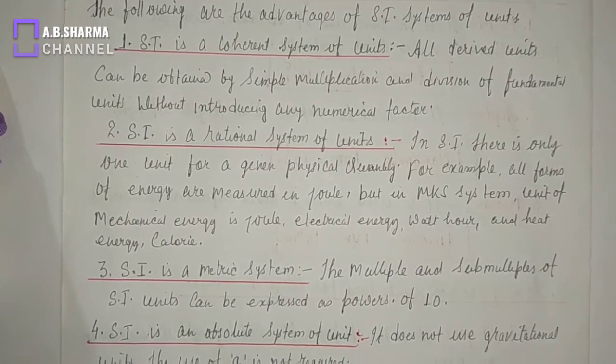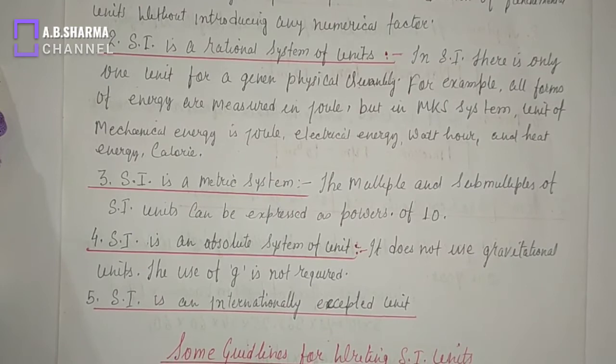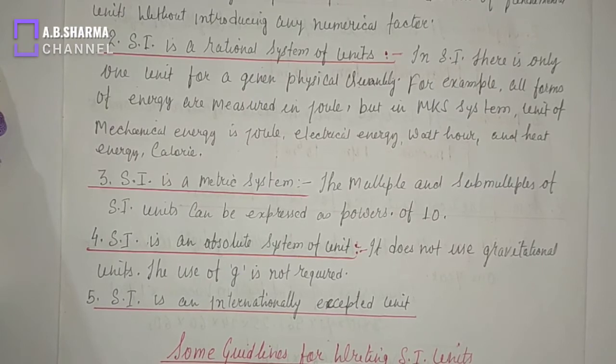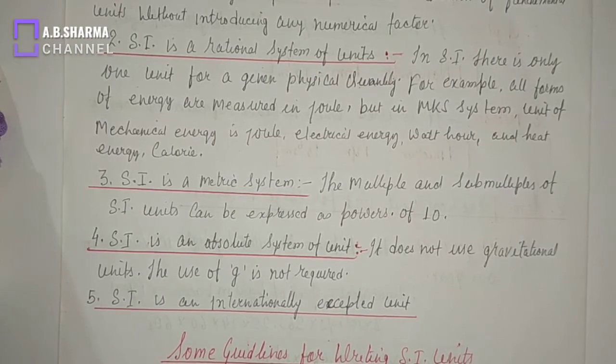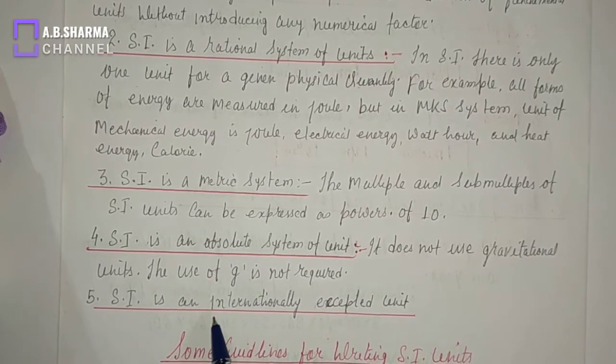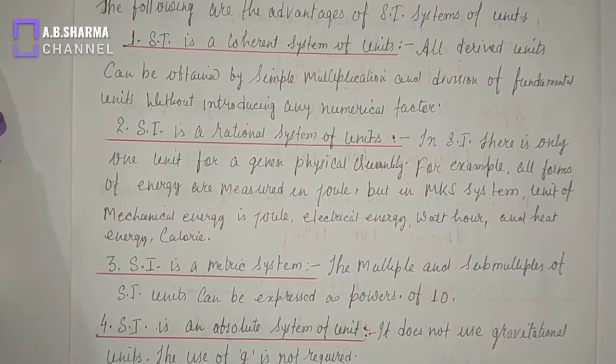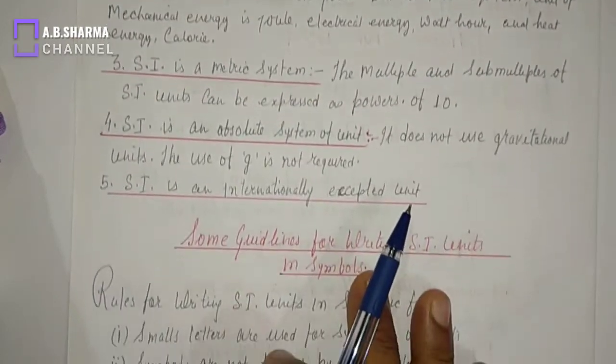The SI system is a metric system, which means the multiples and sub-multiples of the units can be expressed as powers of 10. The SI system is an absolute system of unit, which means it does not use gravitational units. The use of g is not required. And the most important is that the SI system is an internationally accepted unit. So these are the advantages of the SI system over other systems of units.